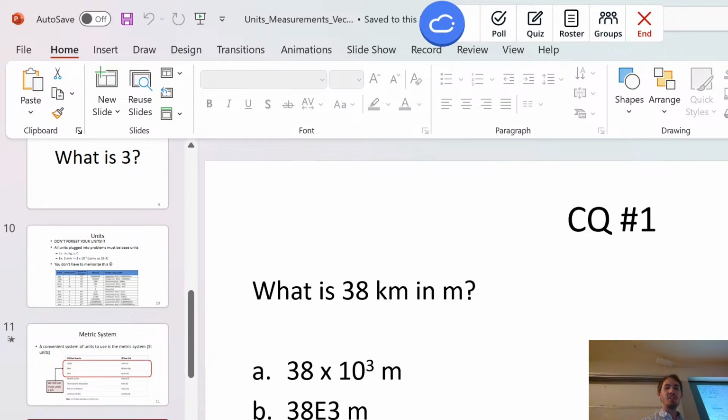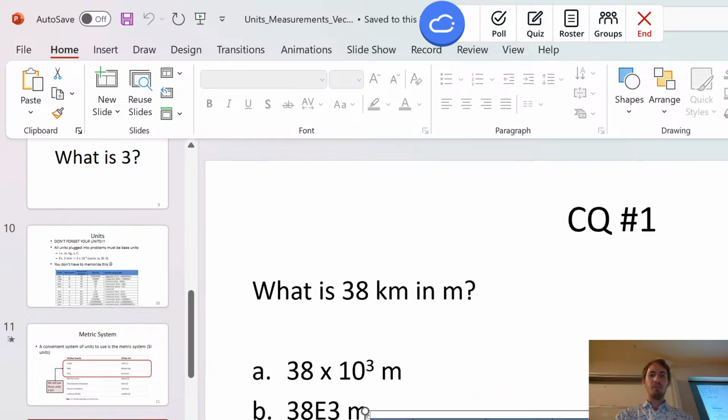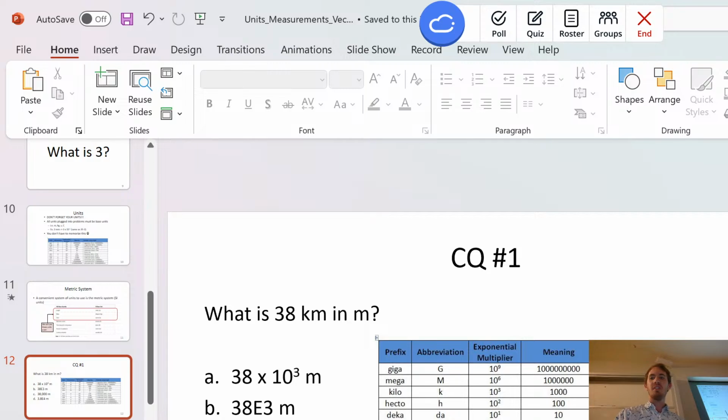So, first clicker question. How exciting. So here's the table. If you have that pulled up, great. If not, feel free to look it up on your phone or something like that. You know what? Let's just copy and paste that over. Why not? Bam! What is 38 kilometers in meters?